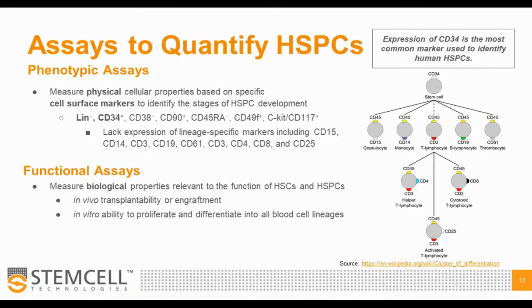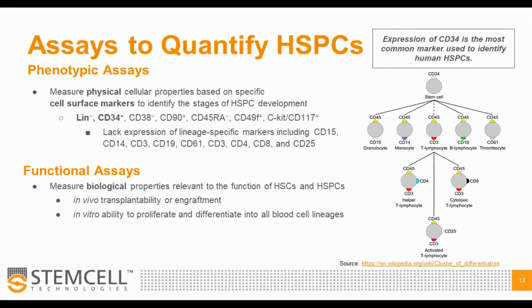So if we look at this slide, we realize that there really are two basic ways to quantify hematopoietic stem cells. The first is phenotypically, and that really measures physical cell properties based on cell surface markers that those cells have. And as we've mentioned, expression of CD34 is really the most common marker used to identify hematopoietic stem and progenitor cells. And as cells differentiate, they lose that expression of CD34, but they also then become positive for other lineage markers that are specific more for the mature cells.